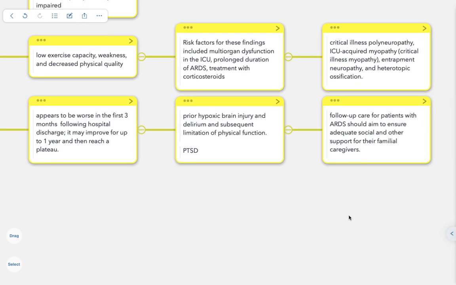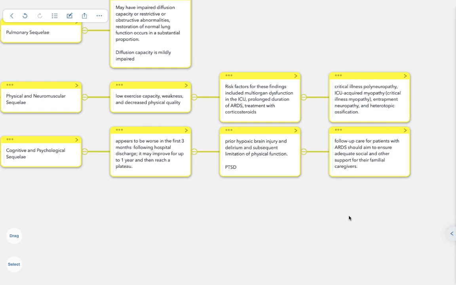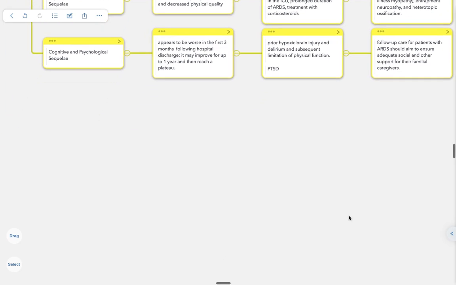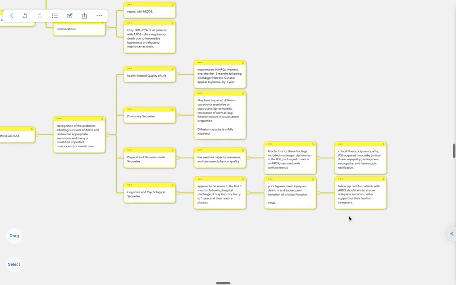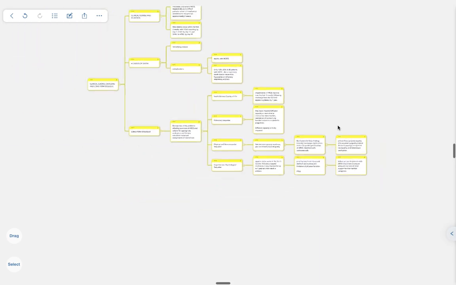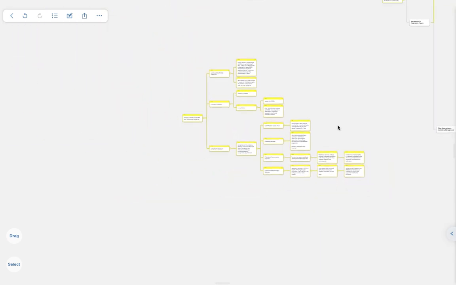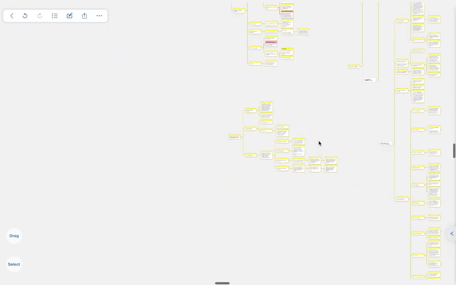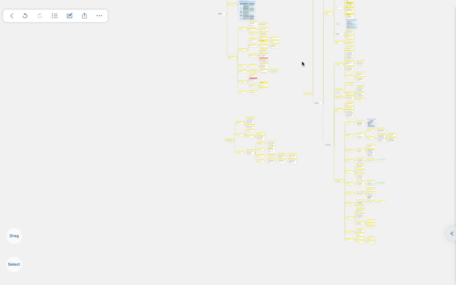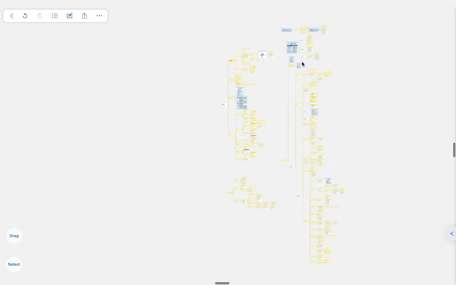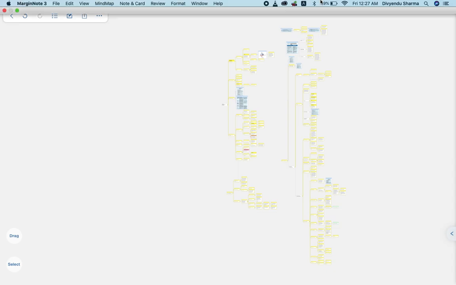Following up the patients for ARDS should aim to ensure adequate social and other support, not just for the patients but also for the caregivers, because they also face a lot of trouble due to the patient, post discharge rehab, etc. So, all these conditions need to be addressed. So, with this, we end this chapter and hope it was enlightening enough. And we will continue our discussion in the subsequent sections.